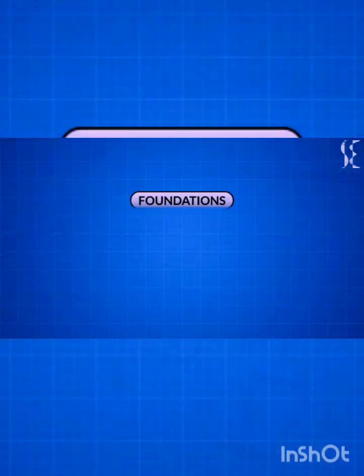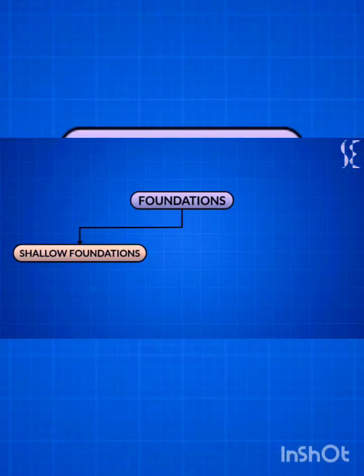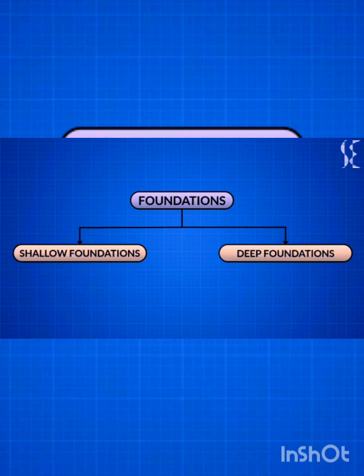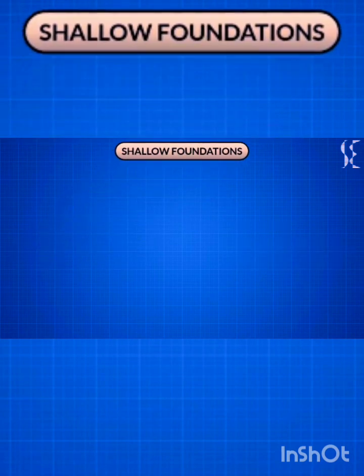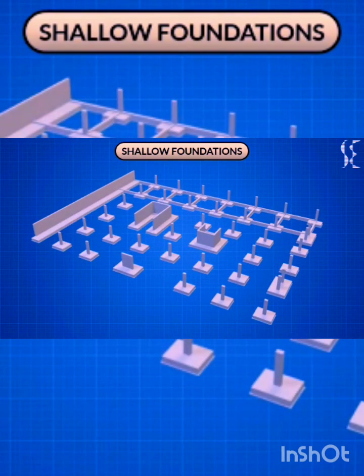categories. First is shallow foundations and second is deep foundations. Shallow foundations are nearer to the surface, whereas deep foundations, as the name suggests, are embedded deeper in earth. Now let us see various types of shallow foundations. These types of foundations are used when the soil has sufficient strength within a short depth below the ground level.